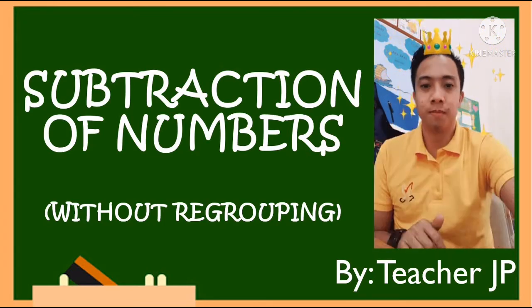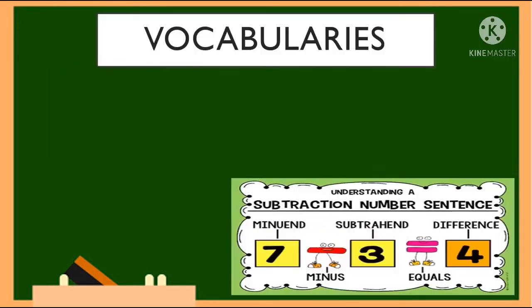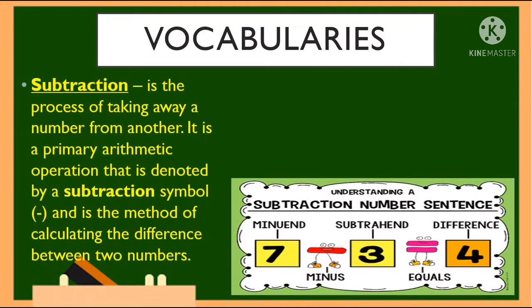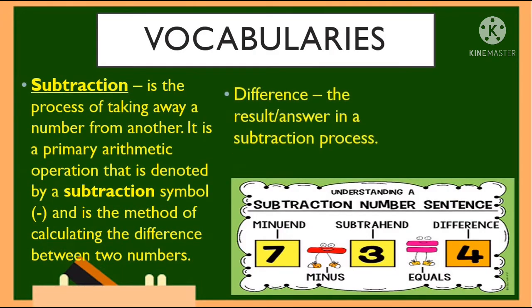Okay, so these are our vocabularies first. Subtraction is the process of taking away a number from another. Right? It's taking away. So we will deduct. Alright? It is a primary arithmetic operation that is denoted by a subtraction symbol. Just like that. This is the symbol. Okay? Symbol.